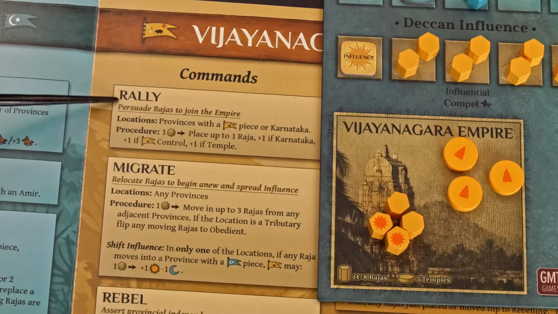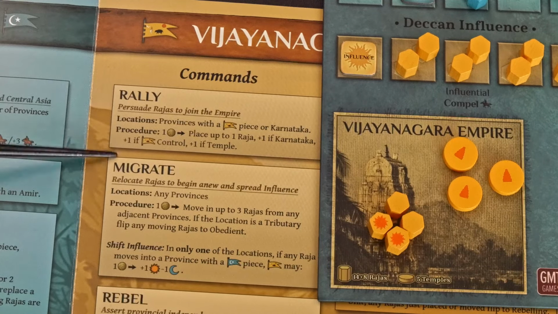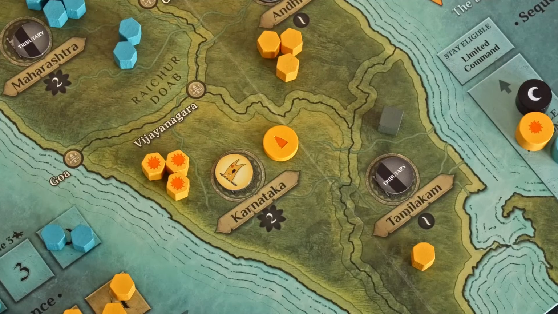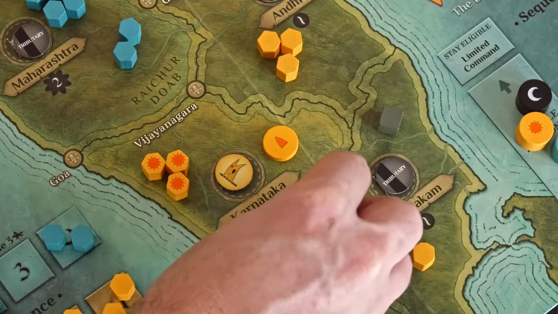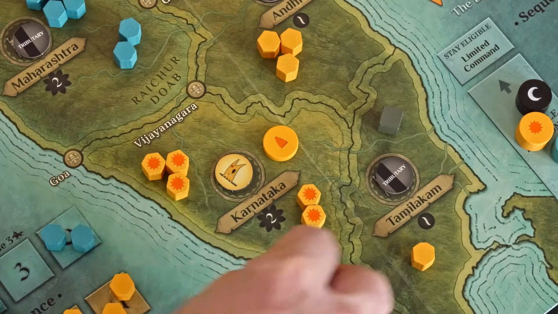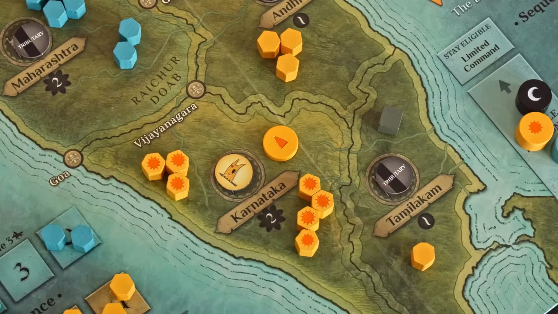Vijayanagara can add an extra in their homeland, Karnataka, and an extra in a space they control, and in a space with a temple. If they control an independent Karnataka with a temple, they can place 4 Rajas there at only 1 resource cost. If they are placed in one of their independent controlled provinces, they will be placed rebelling as the other Amirs or Rajas in that space already.